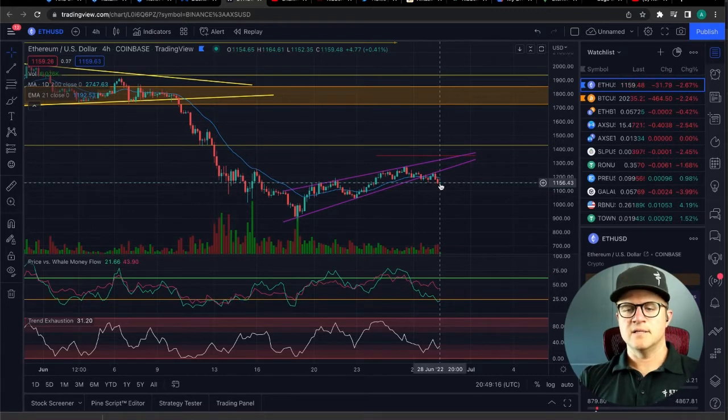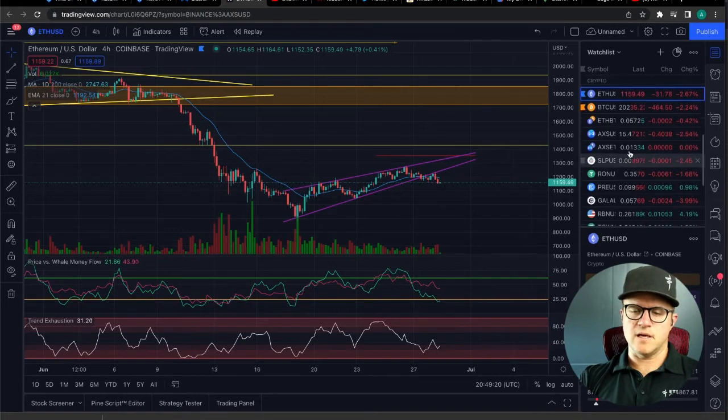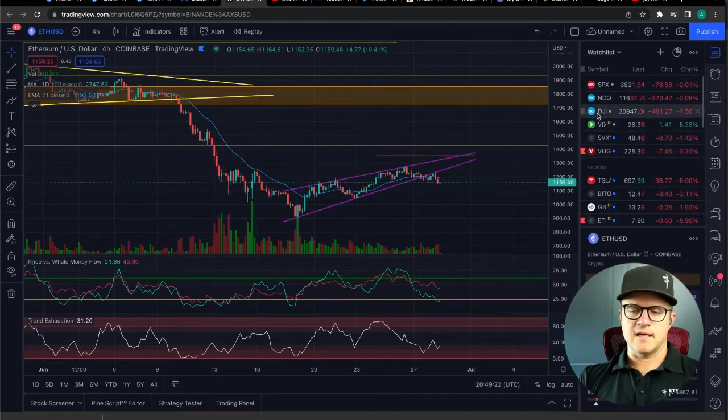I wouldn't be surprised, especially with inflation data coming out tomorrow. The whole market could see another dump. Now the NASDAQ, Dow Jones, and S&P all dumped today again.